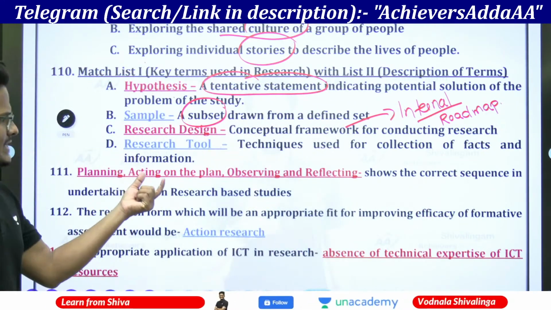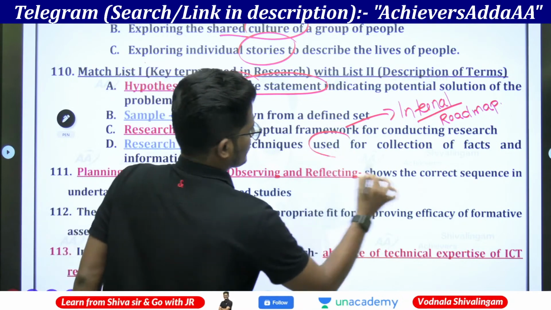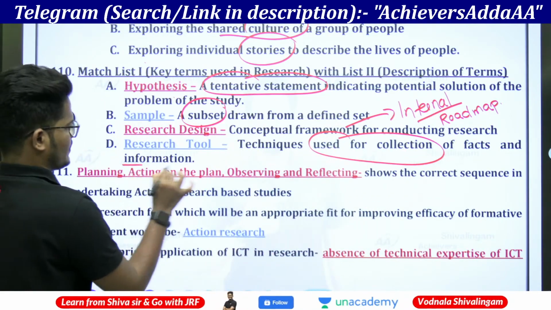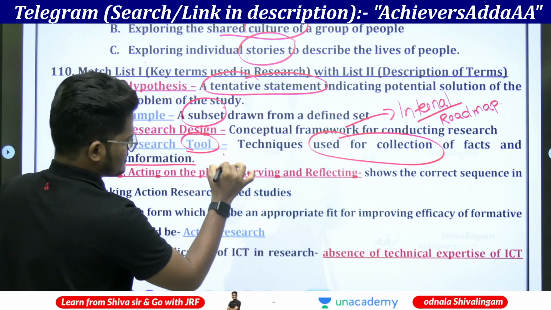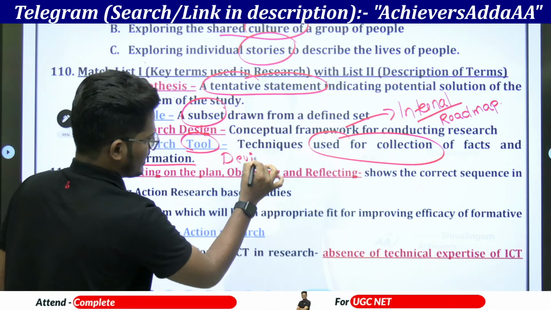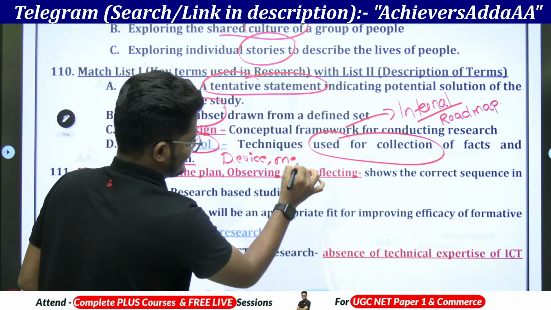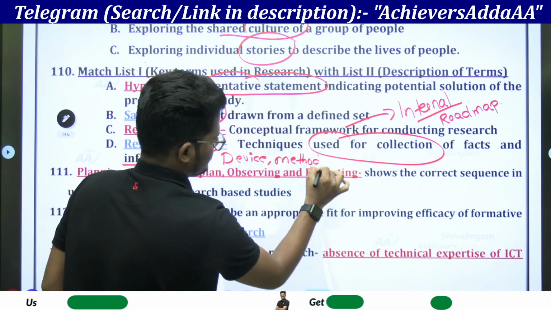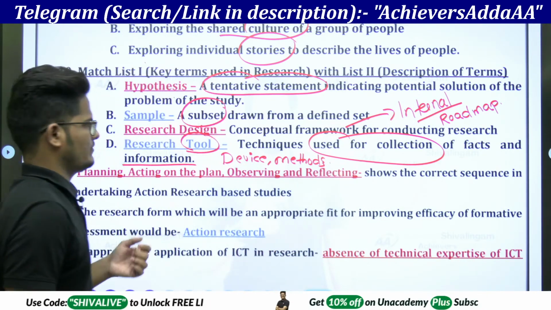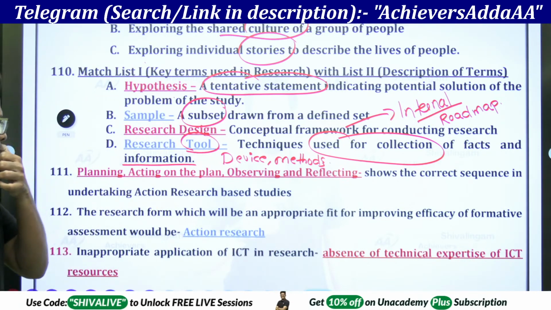And research tool is a technique used for collection of facts and information. A tool is also a device, or a method, or a technique of collection of various facts or various information. That comes under the tool.